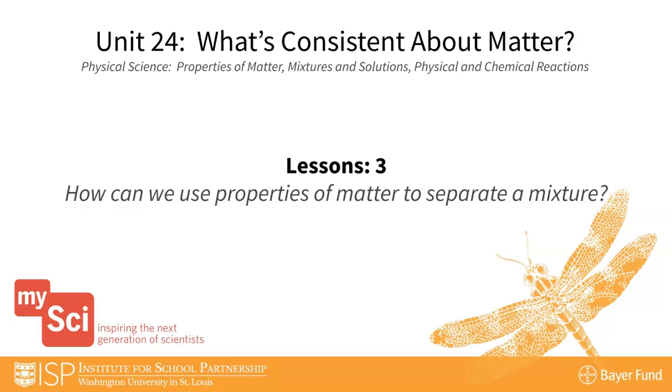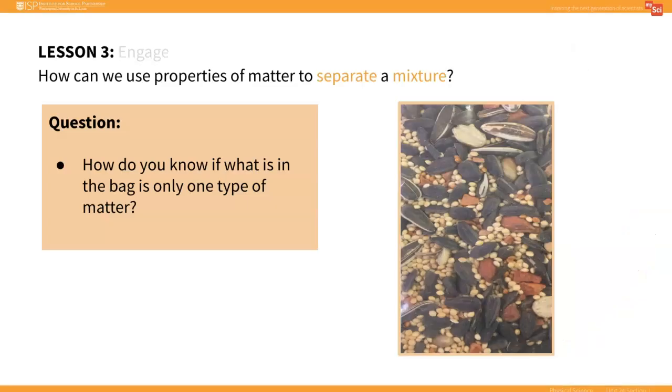Welcome to Lesson 3 in My Size Unit 24, What's Consistent About Matter. In this lesson, students will answer the question, how can we use properties of matter to separate a mixture? They will discover that physical properties of matter, such as magnetism and size, can help separate the components of a mixture. In the Engage portion of this lesson, you'll need the mixed bag of bird seeds from the MySci kit.